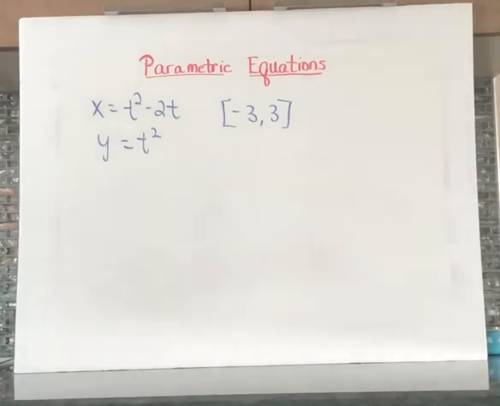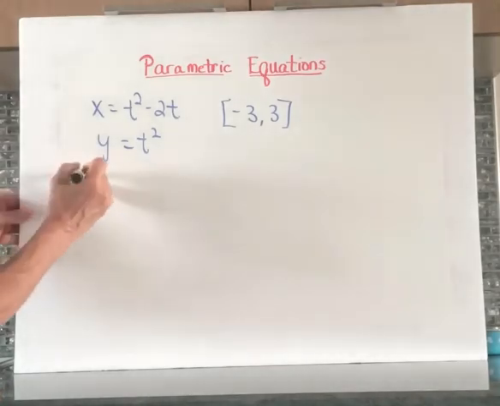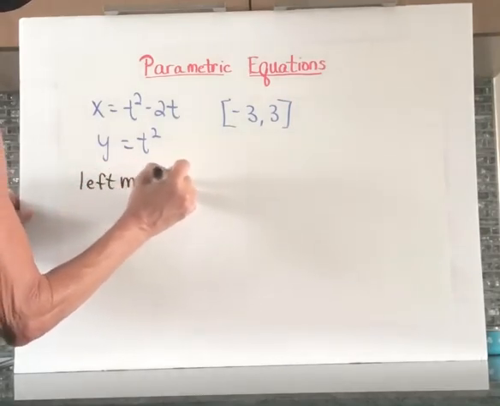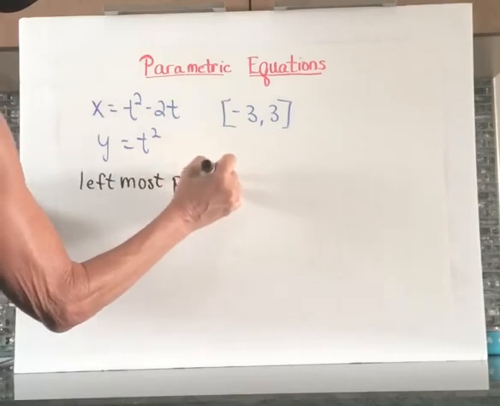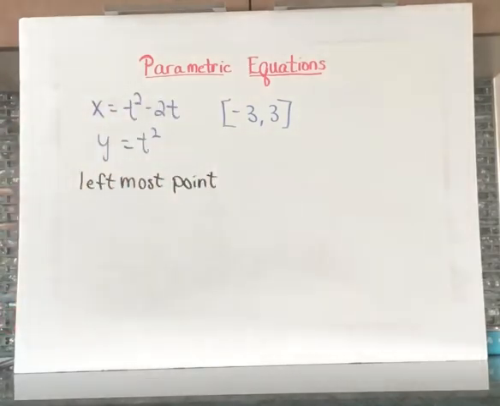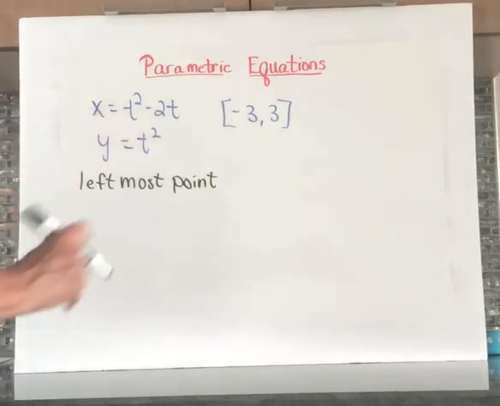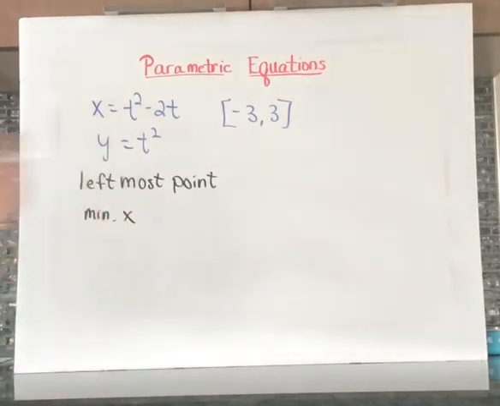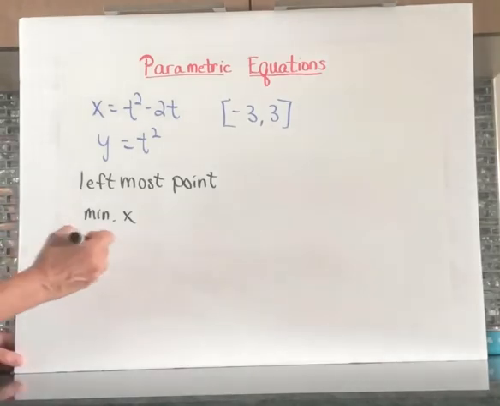So I can ask you a couple of different questions. I can ask you, what is the leftmost point? Or I can ask you the rightmost point. I'd be asking you the same question. So think about it. Left and right is your x-axis. So for the leftmost point, we want to minimize x, because we're going horizontal. To find a max or min, you know exactly how to do it.